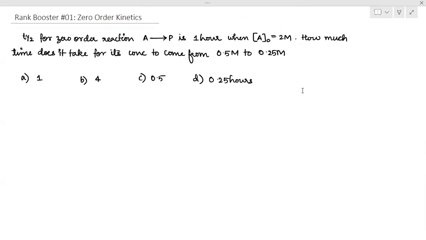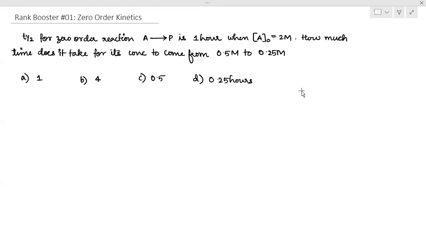So let's read the question and I'll tell you how we can solve this question very easily. The question is: the T half for a zero order reaction A giving P is 1 hour when the initial concentration of the reactant is 2 molar. How much time does it take for its concentration to come from 0.5 molar to 0.25 molar?